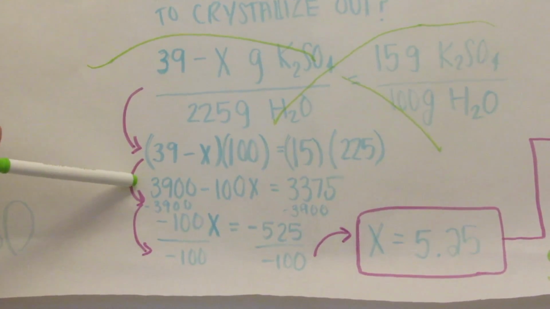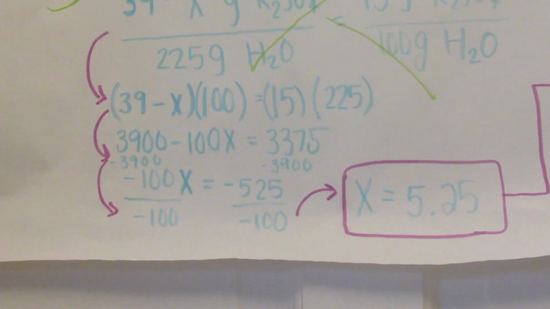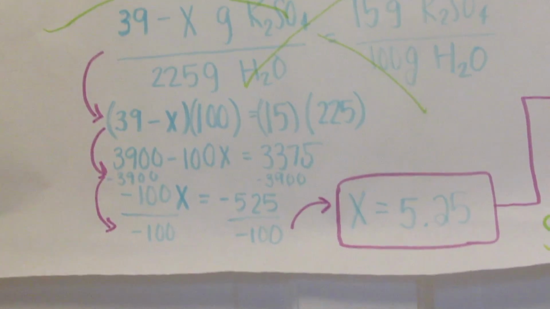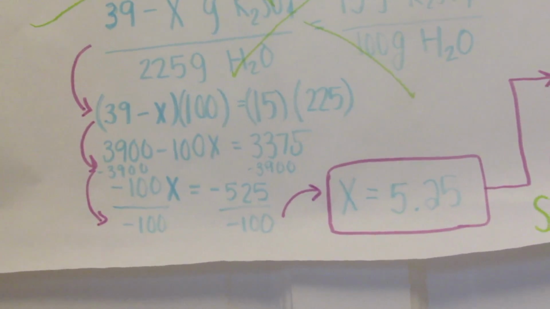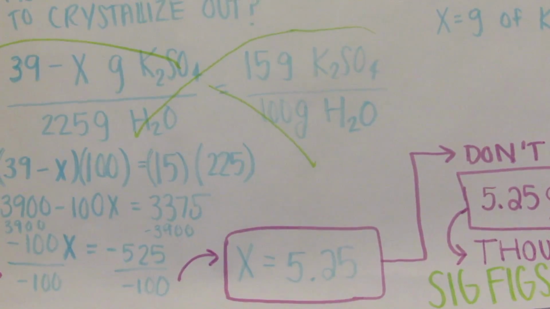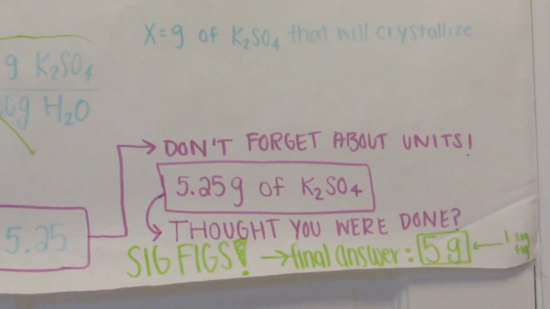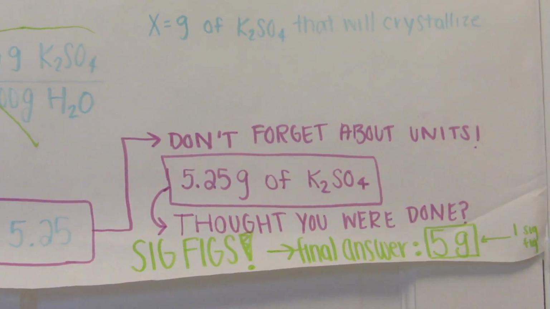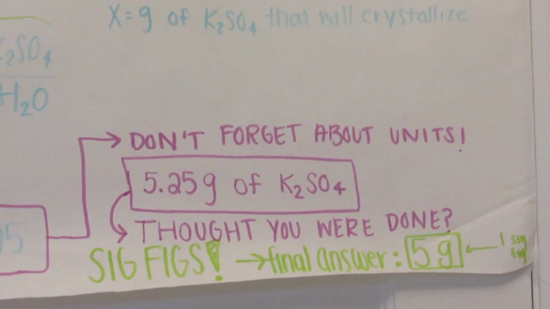And then we go down to the next level, and that gets us 3,900 minus 100X equals 3,375. And then we're going to subtract 3,900 from both sides, getting us negative 100X equals negative 525. Next, we're going to divide both by negative 100, which gets us X equals 5.25. But now units come back. We can't forget about the units. So that would mean that since X is the number of grams of K2SO4 that crystallized, it's 5.25 grams of K2SO4 that will crystallize. Did you think you were done?